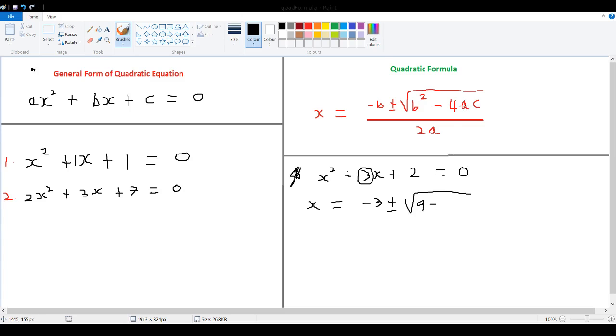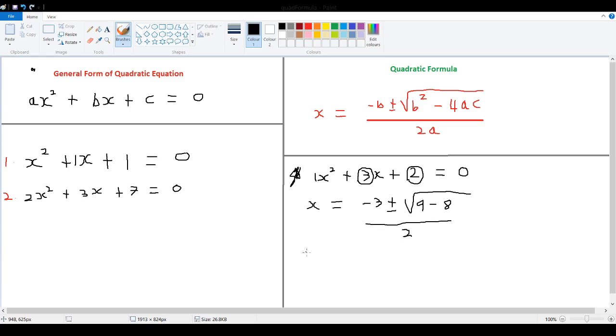4ac. So that's 4 times a times c. So what's a? Well, a is just 1, right? So 4 times 1 is just going to be 4, so we don't have to worry about that. And c over here, c is 2. So we have 4 times 1 times 2, which is just 4 times 2, and that's just 8. Okay, so we have an 8 in here. I think we can manage to do 9 minus 8. And then 2 times a is just 2 times 1 here, so it's just 2. Okay, so we've got a 2 in there.